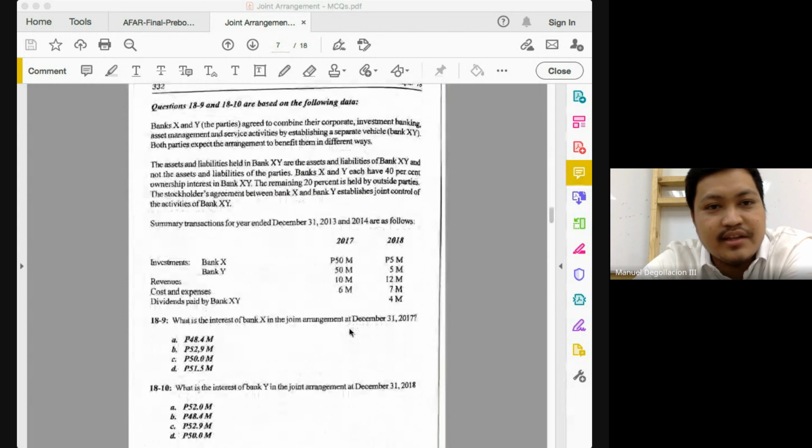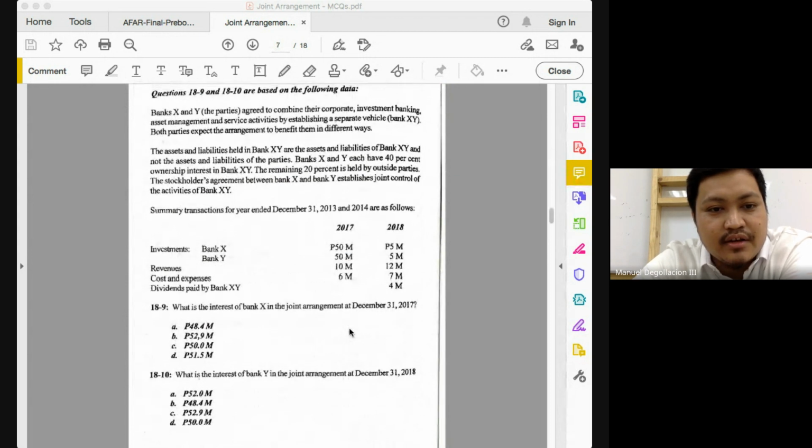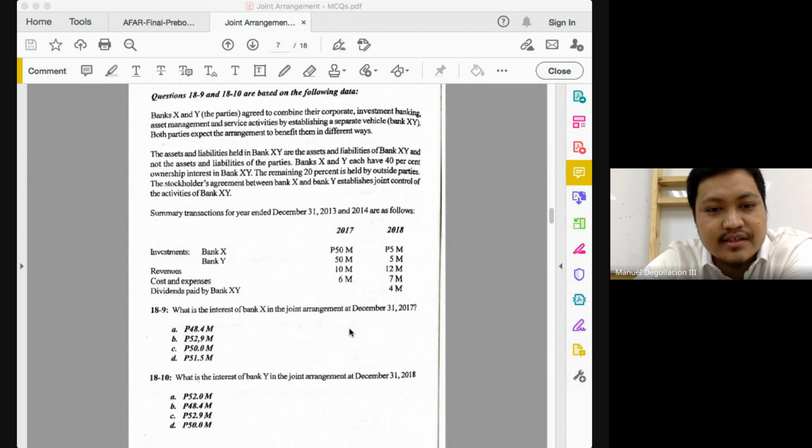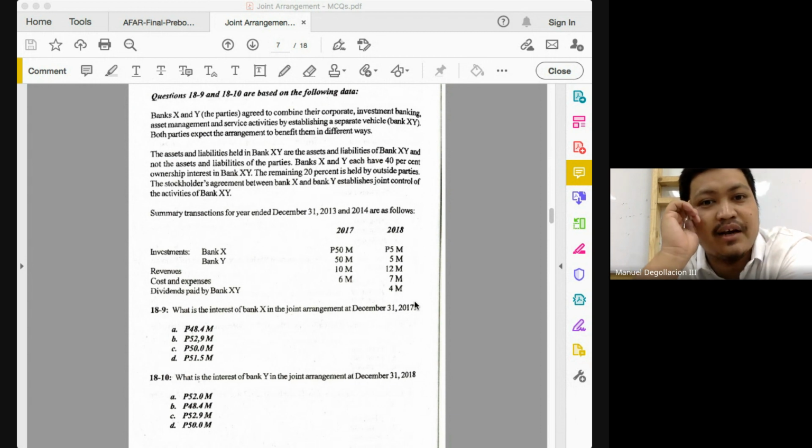Let's include 18-9 and 18-10. Okay, what is the interest of X as of 2017? What is the interest of Y as of 2018? So for X, class, what happened here? The assets and liabilities held in Bank XY are the assets and liabilities of Bank XY and not the assets and liabilities of the parties. So banks X and Y each have 40% ownership interest in Bank XY. And the remaining 20% is held by outside parties.